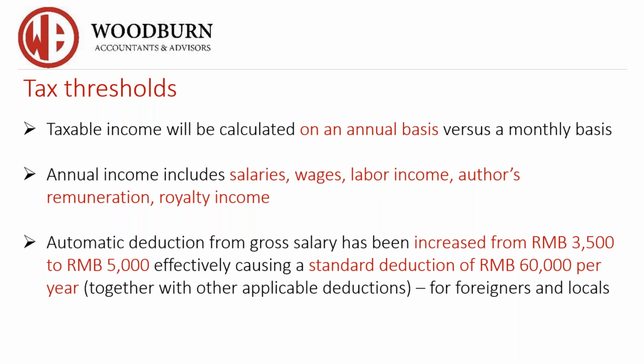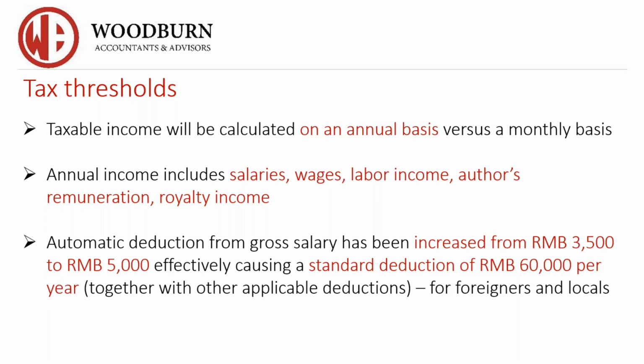The annual income includes salaries, wages, labor income, authors' remunerations, royalty income, etc. So what is being set aside currently on a monthly basis is just the base salary. But if you are earning any additional earning in any other additional channels, then you have to announce that to the tax bureaus and make that declaration.